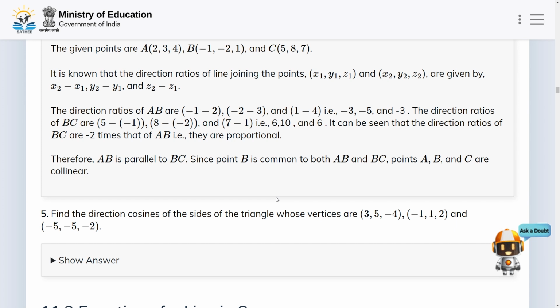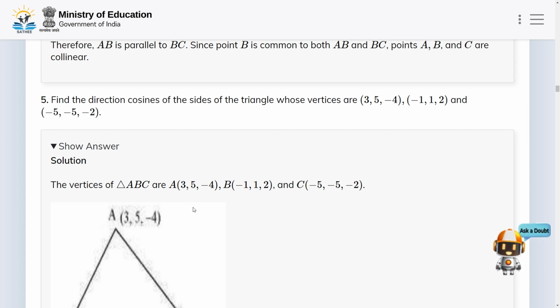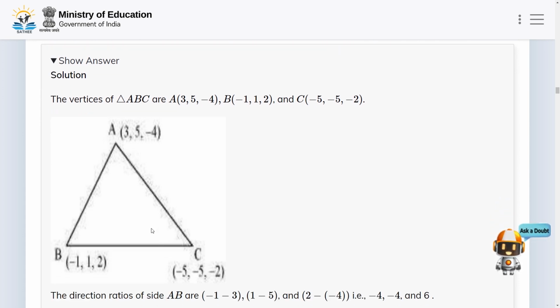Now the last problem, the fifth problem. Find the direction cosines of the sides of the triangle whose vertices are (3, 5, -4), (-1, 1, 2), and (-5, -5, -2). So the vertices of triangle ABC are given. Let's see a visual figure for it. A will be this vertex (3, 5, -4), B will be (-1, 1, 2), C will be (-5, -5, -2).